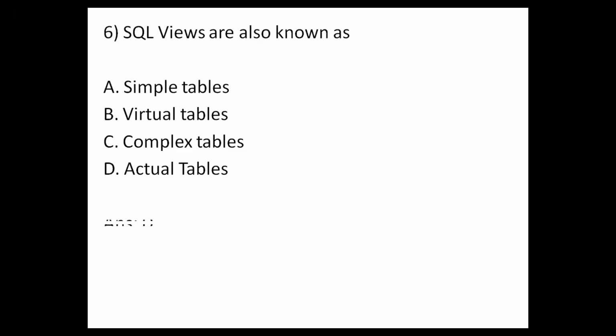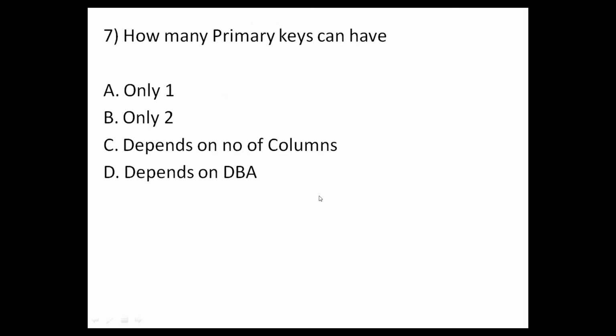Views are also called virtual tables. They are not actual tables. How many primary keys can I have in a table? Only one. You can have only one primary key in a table.